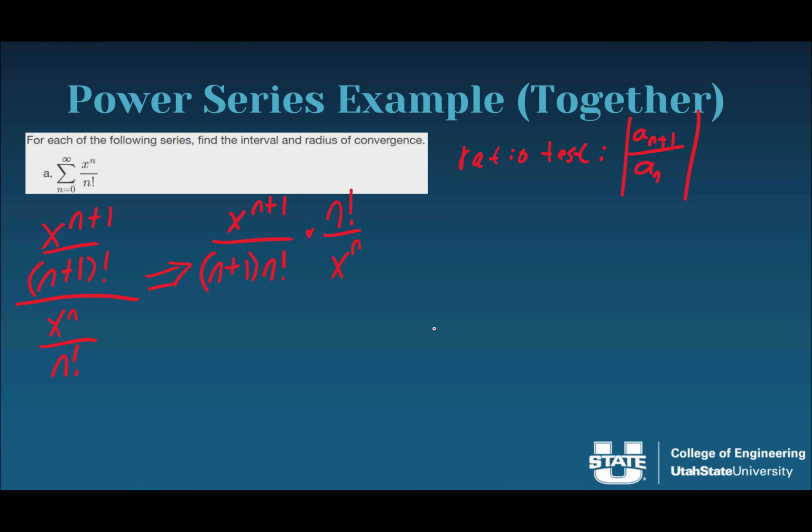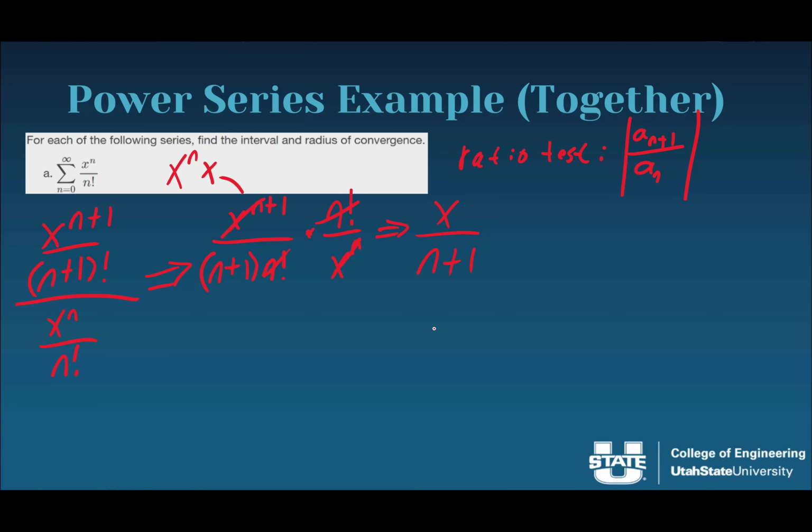Sick. So we can cancel out our n factorials here. And x to the n plus 1, is that not the same thing as x to the n times x? Theoretically, right? So we cancel the x to the n's, and we're left with x over n plus 1. Does everybody see where we got that final solution from, the x over n plus 1? Everybody follow? Cool.